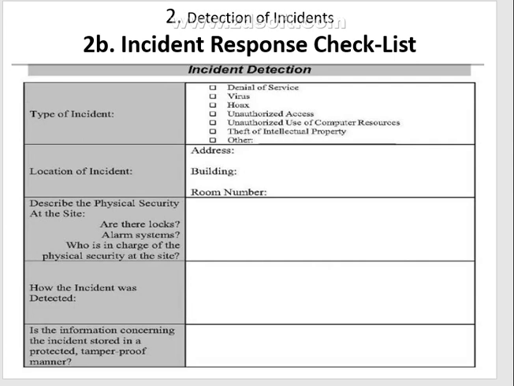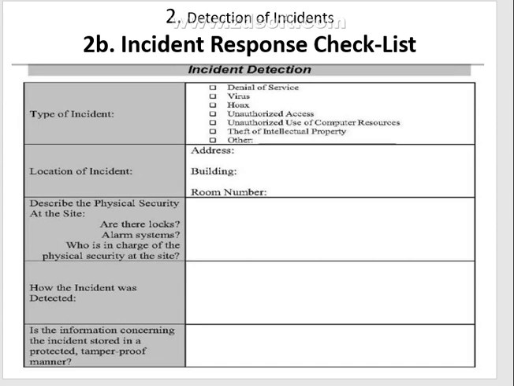Then, on the other module of incident response checklist, we're going to ask ourselves the type of incidents. Is it a virus? Is it unauthorized access? Is it denial of service? Then on the location of the incident, it will capture the address, the building, as well as the room number. Then it will also collect information such as on physical security, were there any locks, were there an alarm system, and who was in charge? And then how the incident was detected, as well as is information concerning the incident stored in a protected or tamper-proof manner.